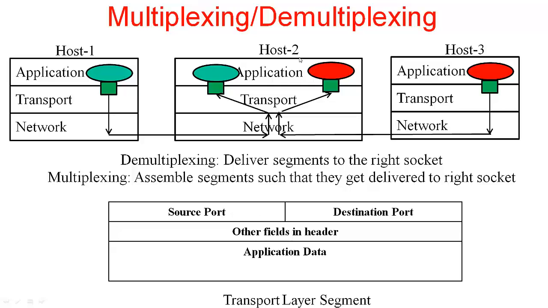Applications interact with the transport layer through a socket. And there are certain fields that are important to facilitate this communication. One is the source port and the destination port. A few other important fields are the source and destination IP addresses.